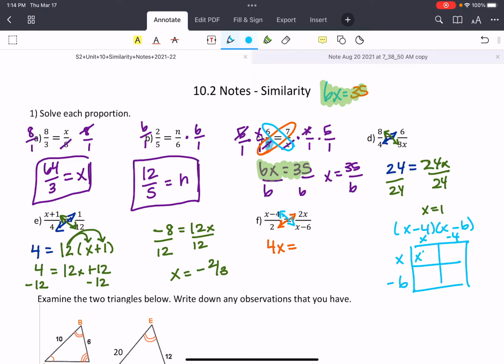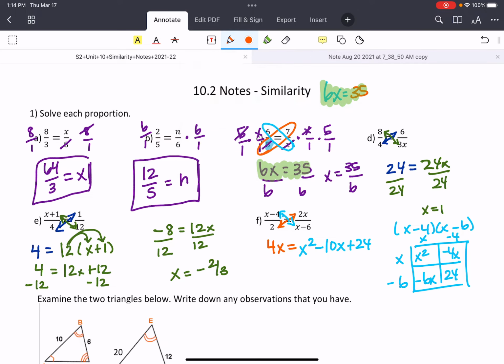So x times x is x squared, x times negative 4 is negative 4x, negative 6 times x is negative 6x, and negative 6 times negative 4 is 24x. No, it's just 24. Good catch if you caught me. Okay, so we're going to end up with x squared minus 10x plus 24.